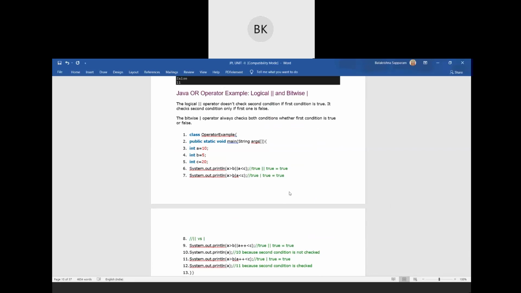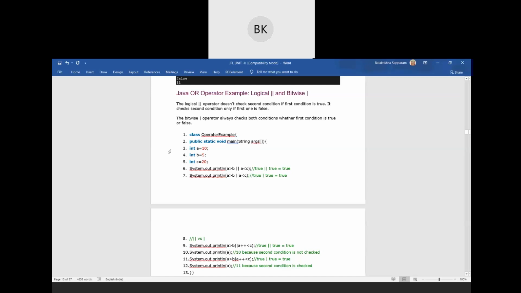Logical OR means if the first statement is true, there is no need to execute the remaining statements. You have to conclude it. But in the bitwise OR operator, even if the first statement is true, the remaining statements are also executed.